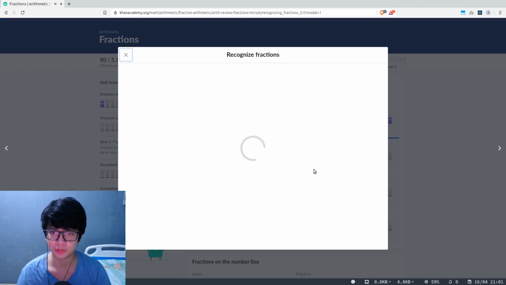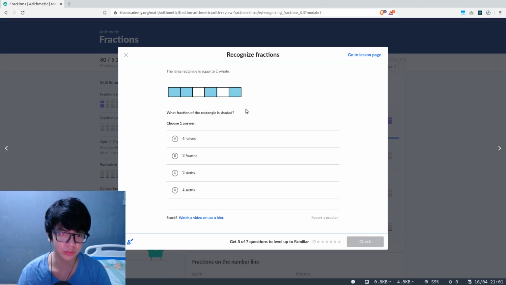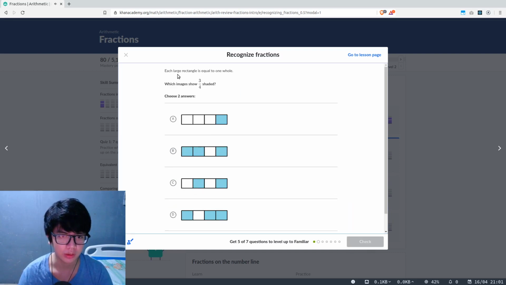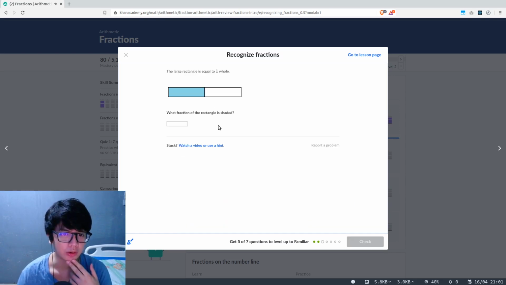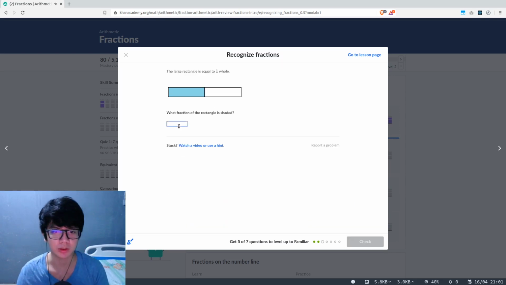Let's do the next one. Recognize fractions. The large rectangle is equal to 1/4. Which fraction of the rectangle is shaded? Each large rectangle is equal to 1/4. Which image is shaded 3/4? So it's going to be 3/4. Two answers. The large rectangle is equal to 1. What fraction of the rectangle is a half?